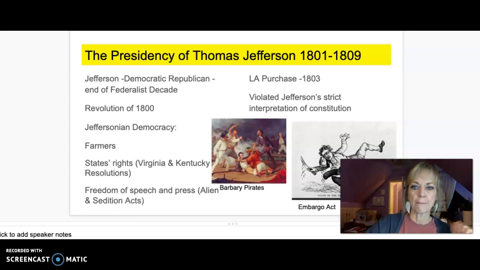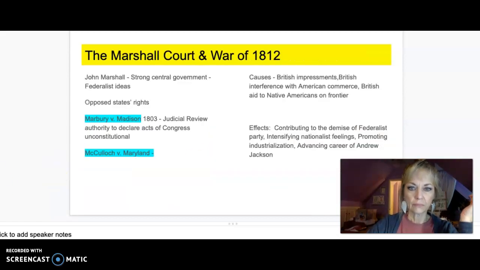Also, his intervention in the Barbary pirate situation, where he sends out this fledgling navy to go put down the pirates who were extorting money from us. Jefferson was a non-interventionist, but he intervenes there. Also, his Embargo Act, to try to keep us out of conflict with Great Britain or with the French, is going to come back to haunt him because it actually inspires more industrialization.